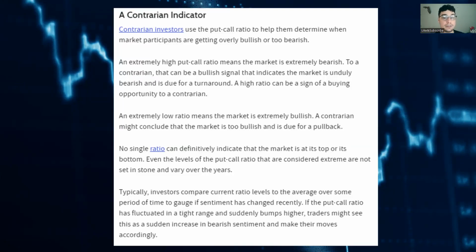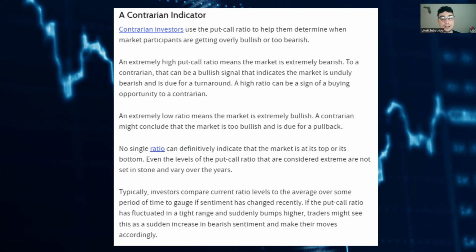Contrarian investors use the put call ratio to help them determine when market participants are getting overly bullish or overly bearish. An extremely high put call ratio means the market is extremely bearish. Now, to a contrarian, that can be a bullish signal that indicates the market is unduly bearish and is due for a turnaround. A high ratio can be a sign of a buying opportunity to a contrarian, and an extremely low ratio means that the market is extremely bullish. A contrarian might conclude that the market is too bullish and is due for a pullback.